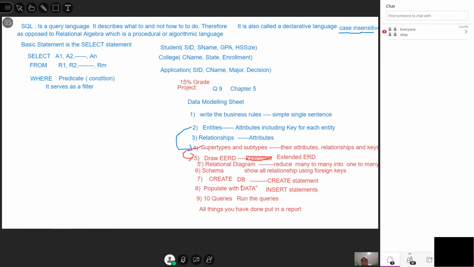Now, we didn't talk about this here, but you are going to check whether the relations are in normal form. If the schema is in normal form, okay, we'll check that. We're only going to check in third normal form. That's it. That's all we need.